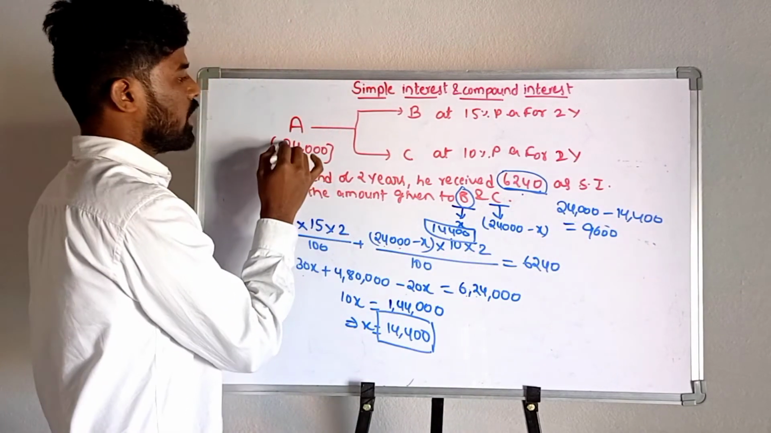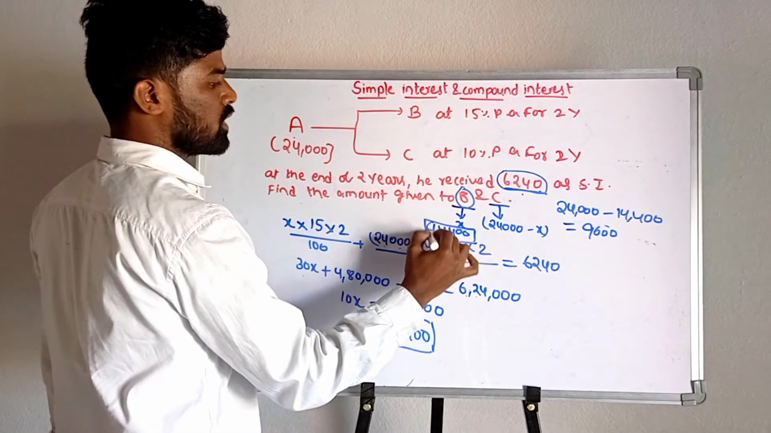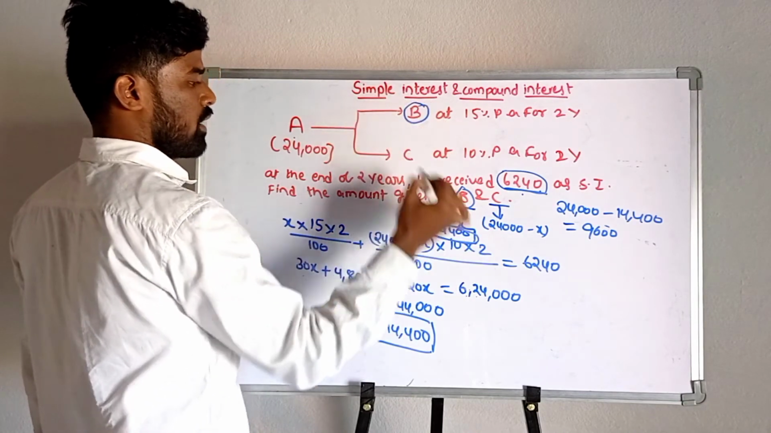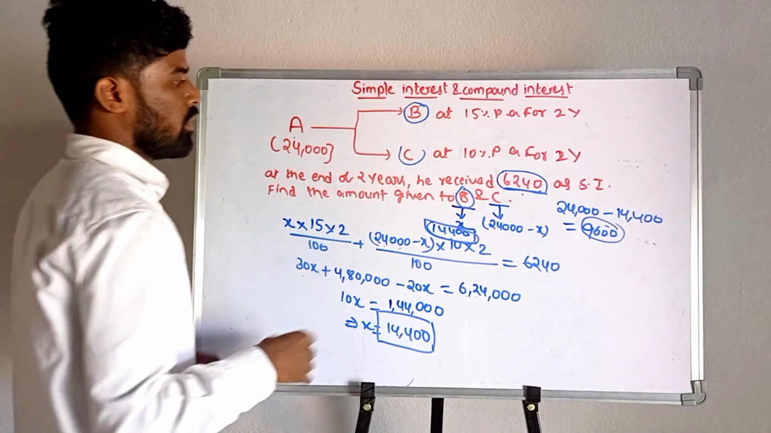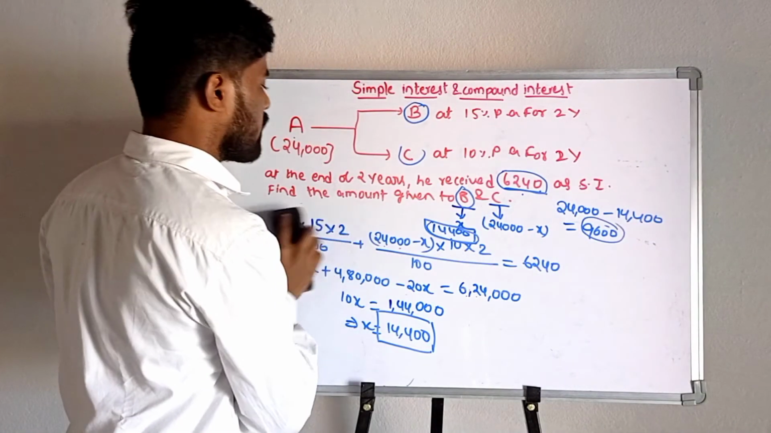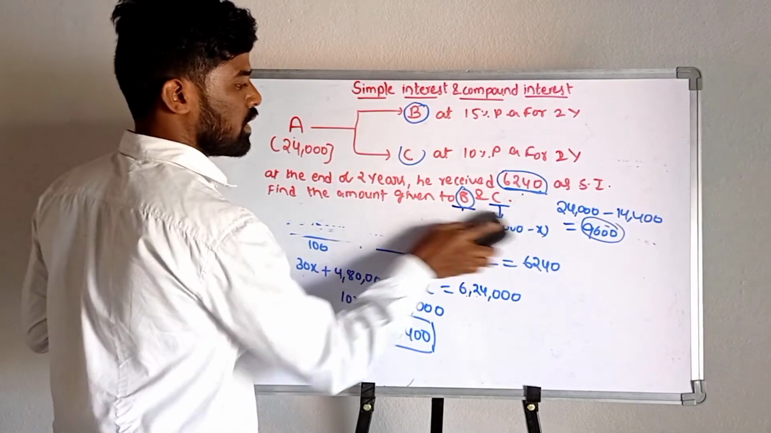That is, A gave 14,400 to B and 9,600 to C. We have a shortcut method for calculating this.